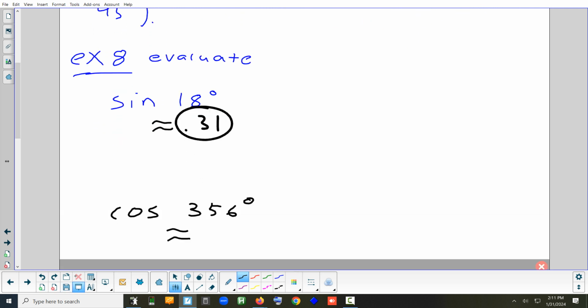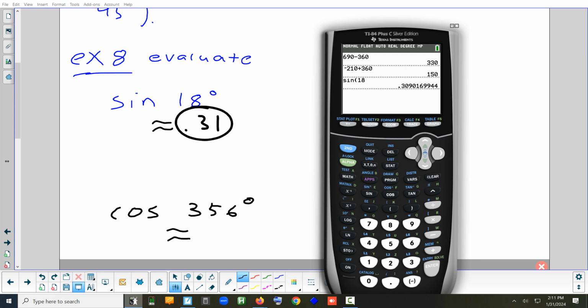All right, let's try this one. What does that one say? Cosine of 356 degrees. Still in degrees. So what would we get when we type that in? About 0.9975. I'm going to go to 3 decimal places on that one just so we don't round it up to 1. So 0.998.